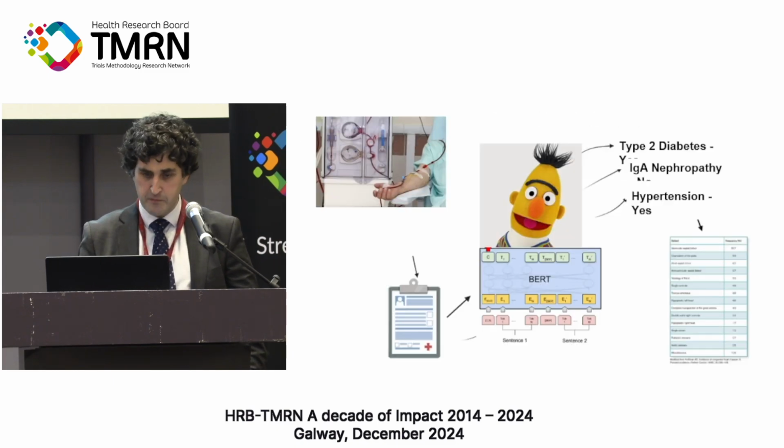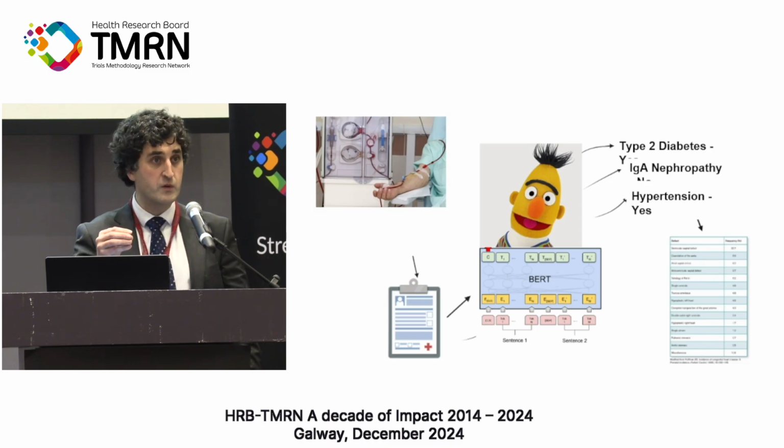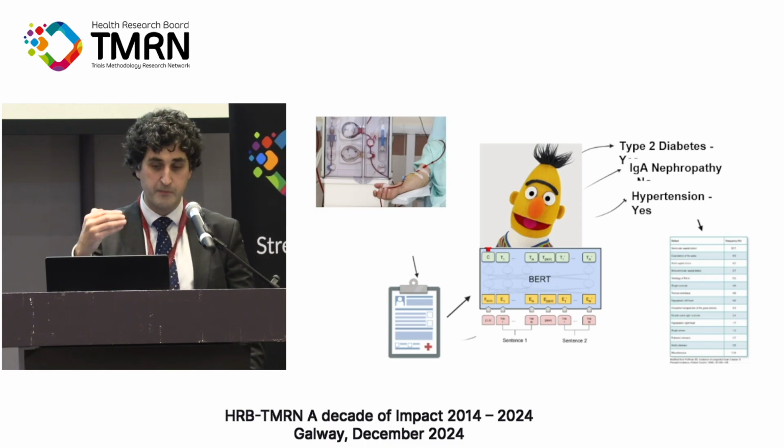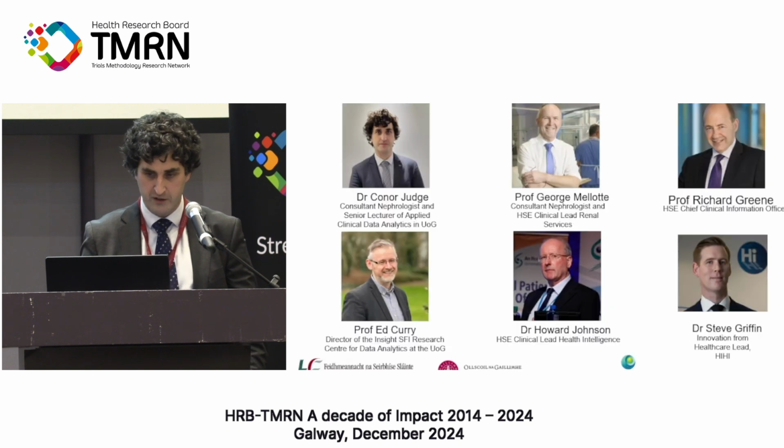Let's skip past that. So the patient pathway here is the patient goes for their dialysis. They have their note entered by the nurse. It's passed through BERT, and it goes through to a classifier to extract the structured data. So this patient has diabetes, they don't have IgA nephropathy, and they have hypertension. So now we've collected the structured data that we need for pragmatic trials.